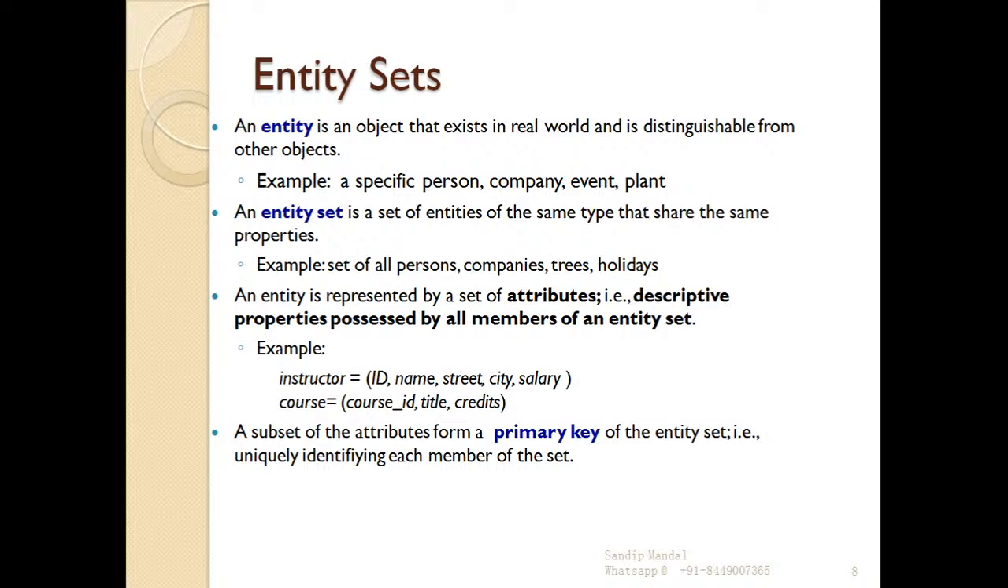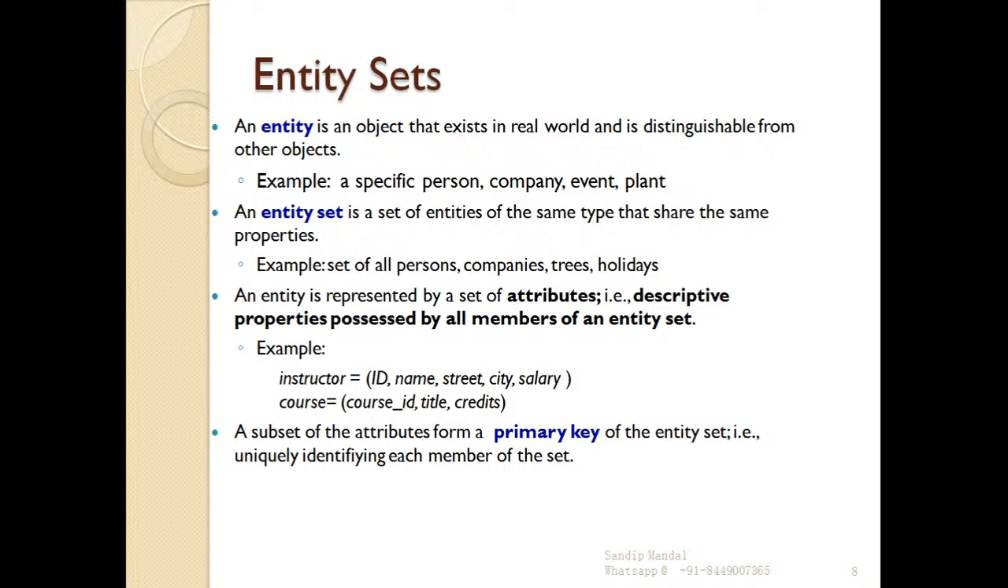So a subset of the attributes forms a primary key of the entity set, uniquely identifying each member of the set. Please note down this point. This is very important: uniquely identifying each member of the set is what is considered the primary key. So in entity sets, got my point? An entity is an identifiable object that must be there.